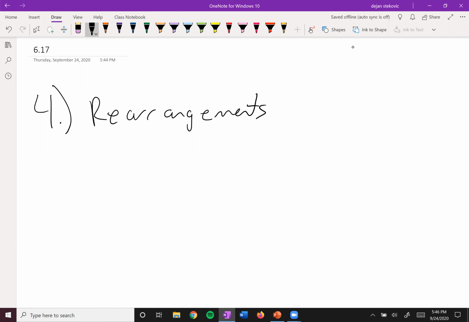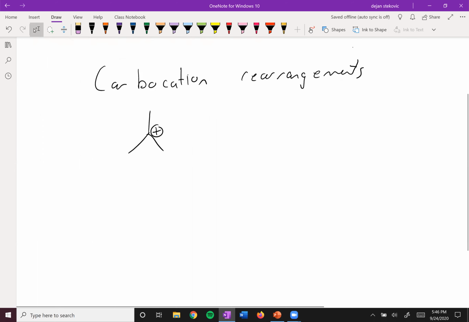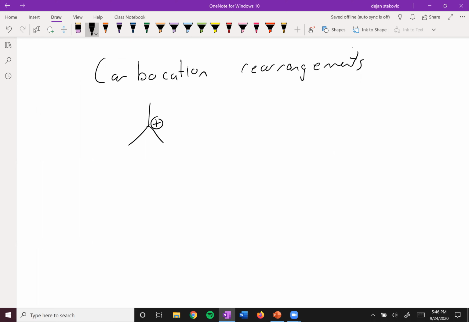All right, the final motif is going to be rearrangements. For this one, we'll just focus on one specific kind, and these are carbocation rearrangements. So remember, a carbocation is a carbon with a positive charge. And so you can think about a bunch of different scenarios.